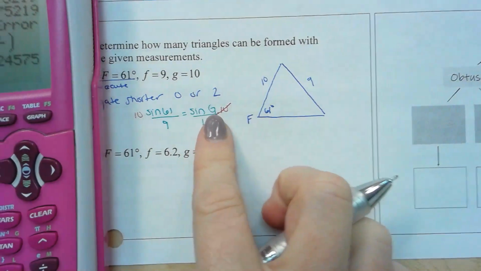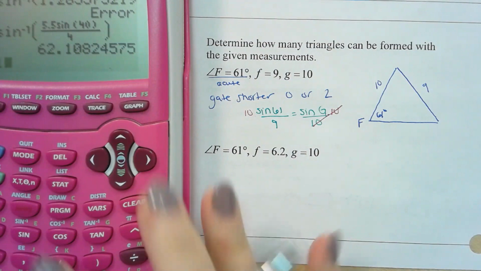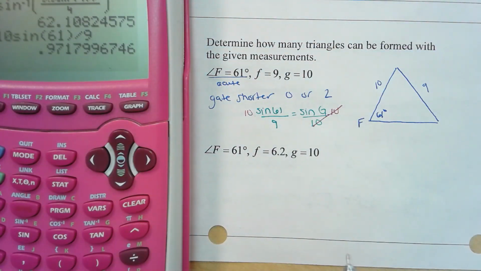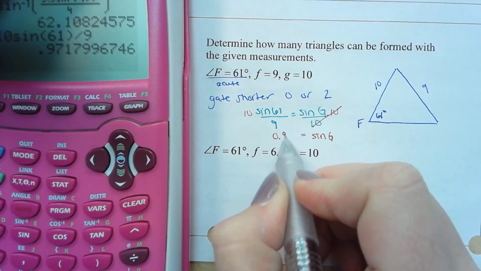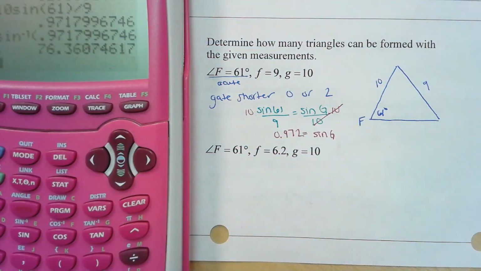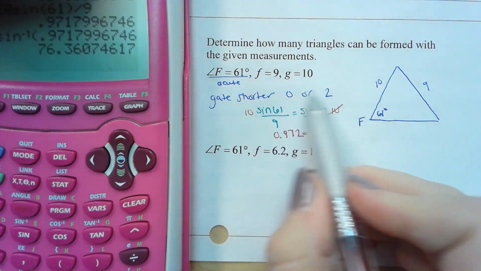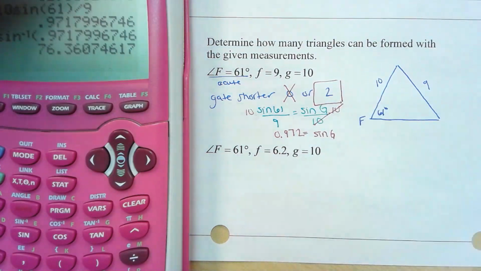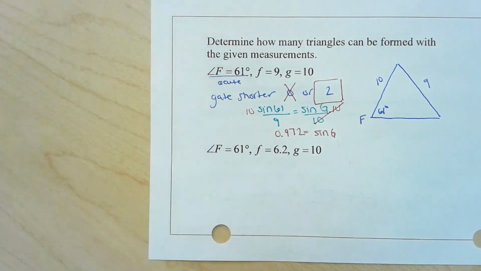You can either take the inverse of both sides, or you can just start typing it in. I have 10 times the sine of 61 divided by 9. So I have the sine of G equals 0.972. We can go ahead and find it. And it gave us an answer, right? And so because we had 0 or 2, and the calculator spit out an answer, we know that this is 2 unique triangles.